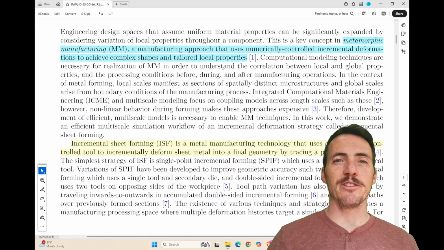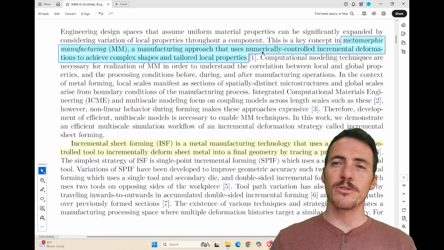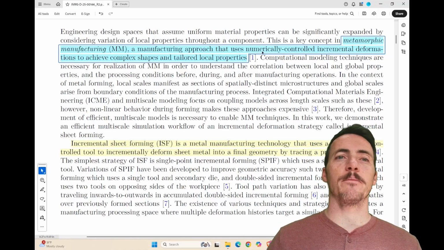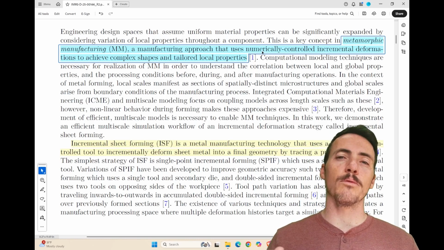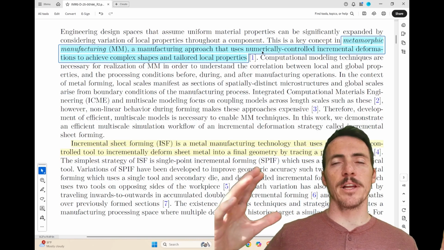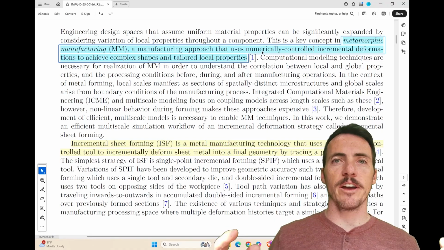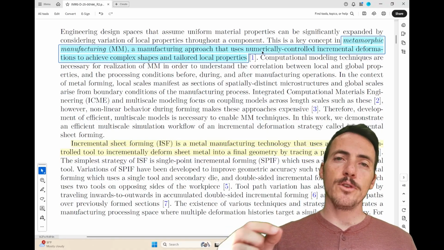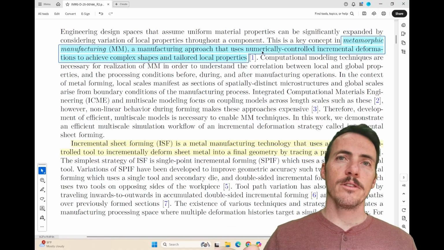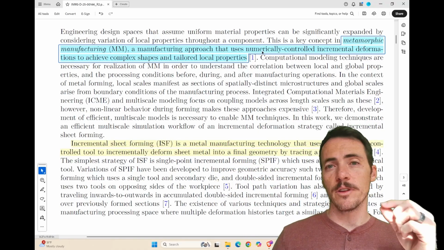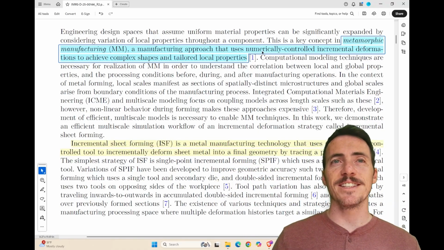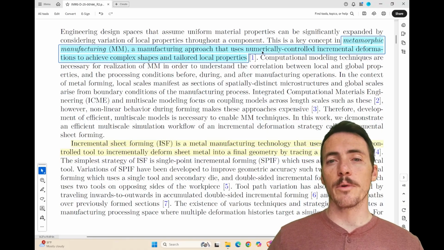It says here this is a manufacturing approach that uses numerically controlled incremental deformation in order to achieve complex shapes and tailored local properties. So instead of casting some complex shape where everything is going to have more or less the same properties, if you deform that material to come up with a net shape, then this spot over here might have a different set of properties than somewhere over here. You can actually design this to have locally relevant properties.